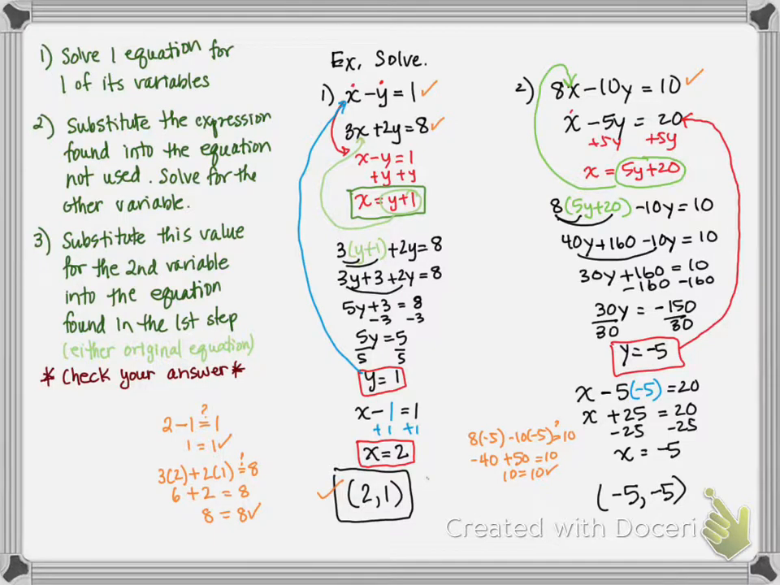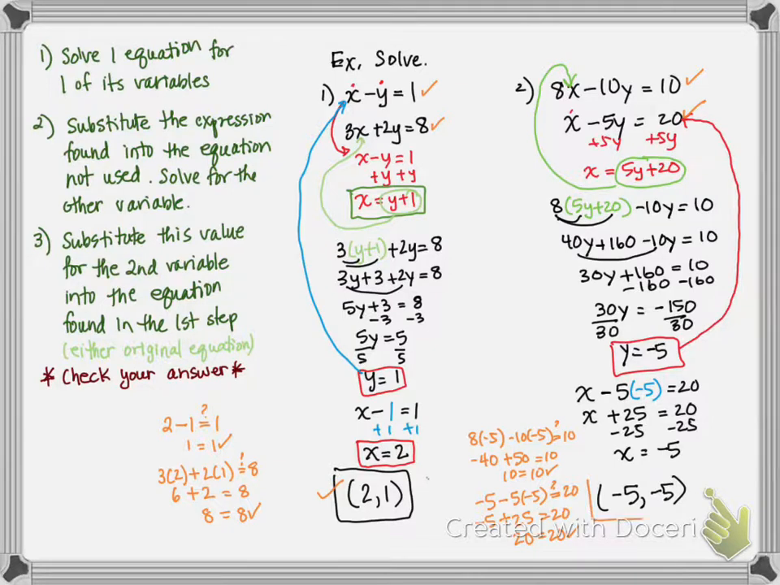Now let's try the second one. Negative 5 minus 5 times negative 5. Does that equal 20? So let's see, I get negative 5, two negatives make a positive, 5 times 5 is 25. Negative 5 plus 25 is 20. And it's true. So that means it satisfies the equation.